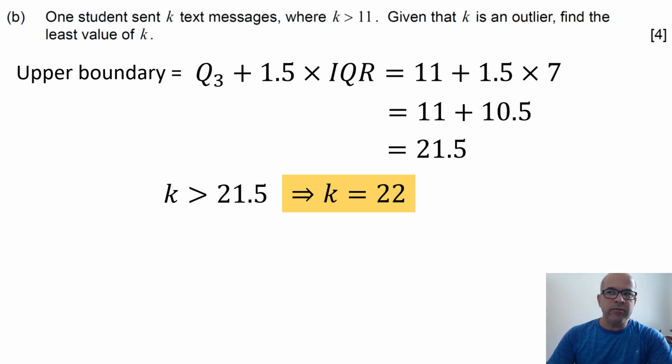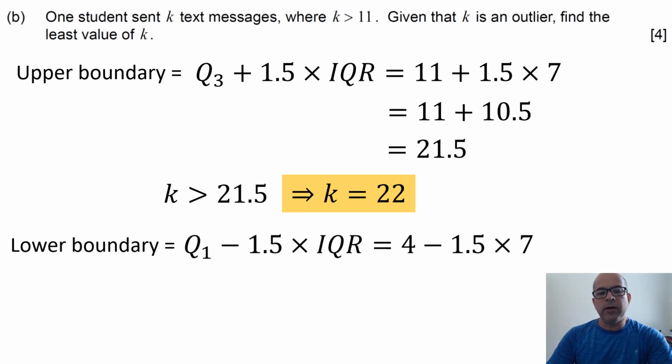But in case we needed the lower boundary, we would do Q1 minus 1.5 times the interquartile range. In this case, this would give a negative value. This can be a negative value, but in this specific question, that would make no sense, because you cannot send a negative number of text messages.